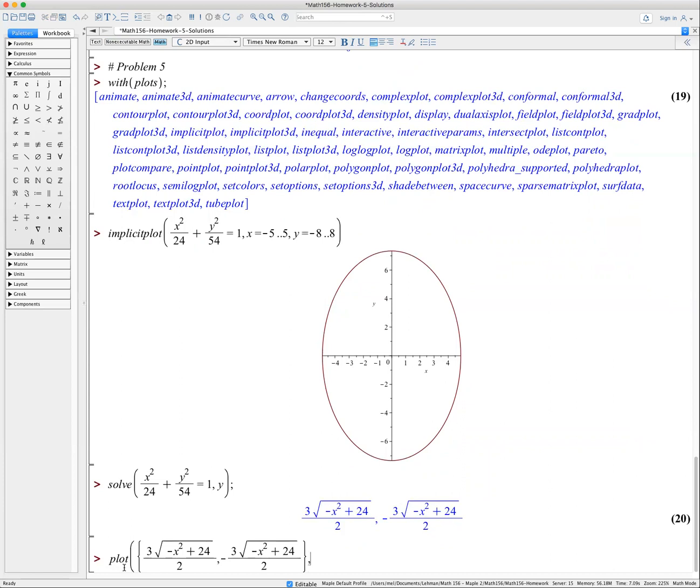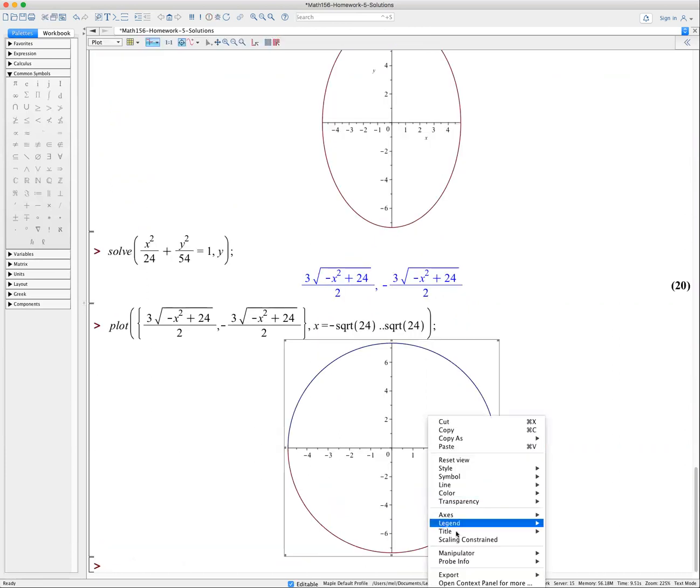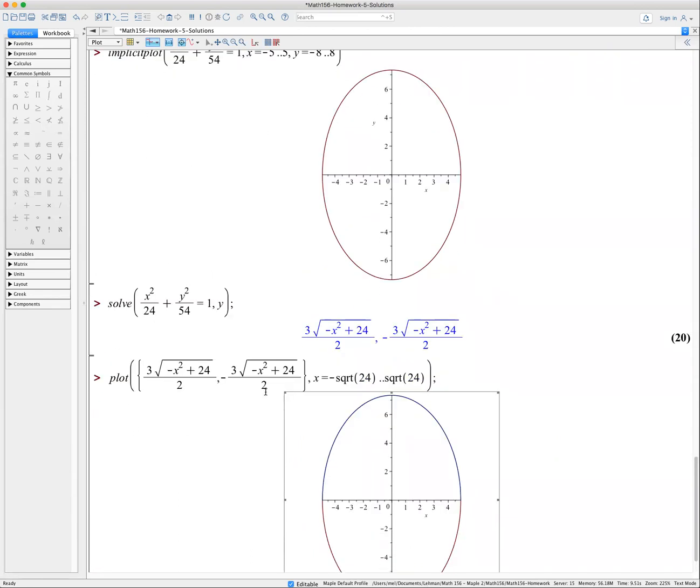and x squared can only, minus x squared plus 24 has to be greater than or equal to 0. So x squared is at most 24. So let's say from minus square root of 24 to plus the square root of 24. Oops, x equals. There we are. And again, let me do it to scale. So here I used implicit plot, and here I solve for y in terms of x.